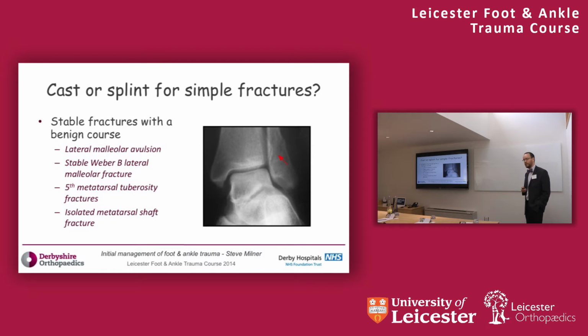What about the more minor fractures, such as lateral malleolar avulsion fractures, which are essentially a bad sprained ankle? The stable type B ankle fracture, like this one, you can just see there's a little undisplaced fracture line through the lateral malleolus, but the patient can walk on it. Fifth metatarsal tuberosity fractures and isolated single metatarsal fractures.